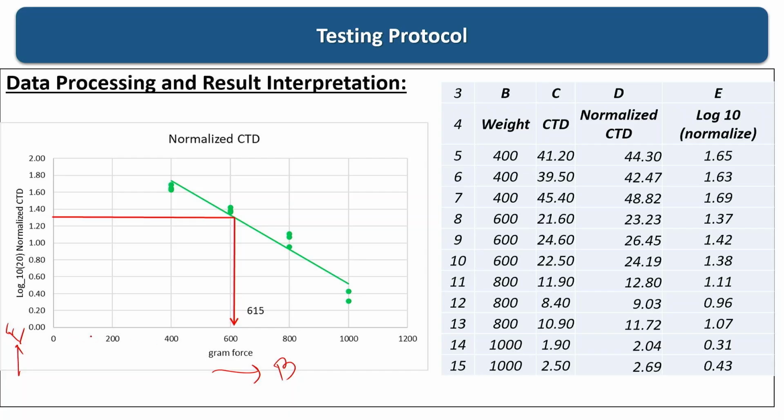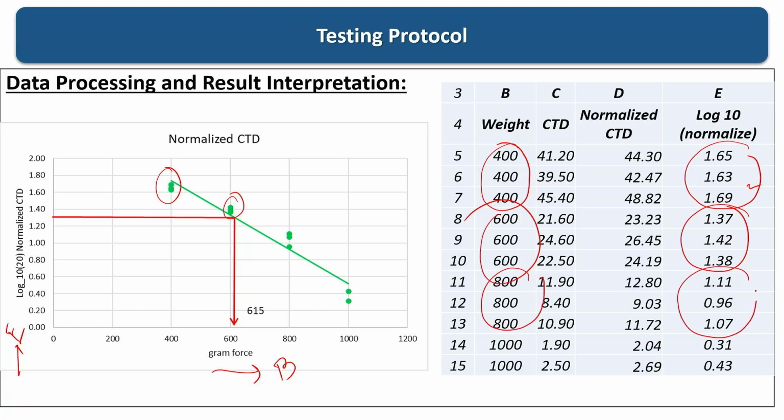So, if we see here, the x axis is the gram force and the y axis is the log value of normalized cut through distance. Now, for 400, the log values are 1.65, 1.63 and 1.69. For 600 load, 1.37, 1.42, 1.38. For 800 it is 1.11, 0.96 and 1.07, and for 1000 we are getting 0.31, 0.43.